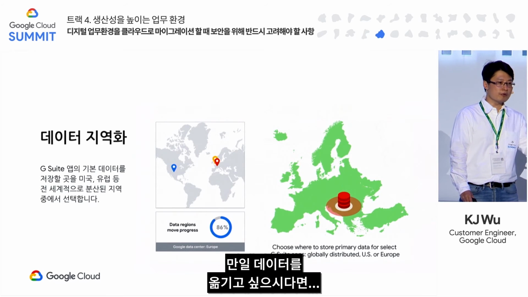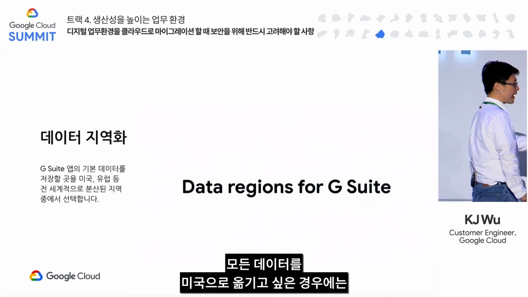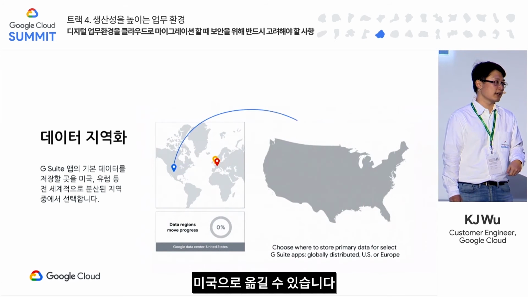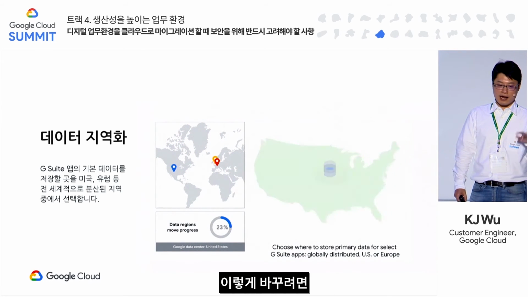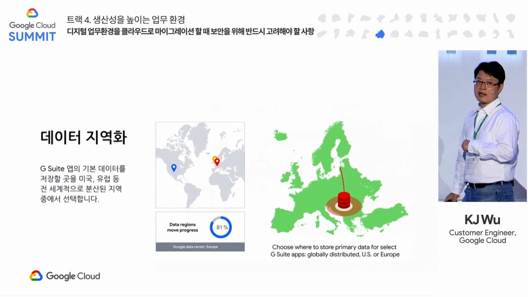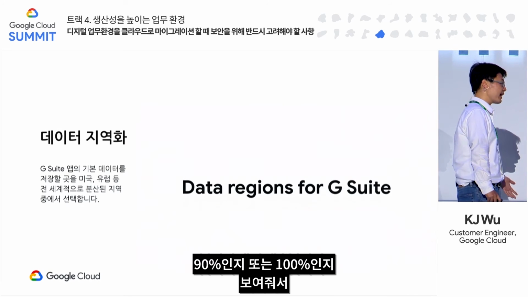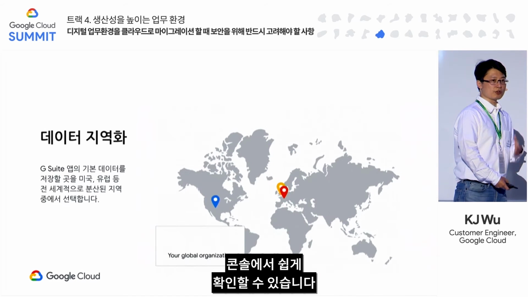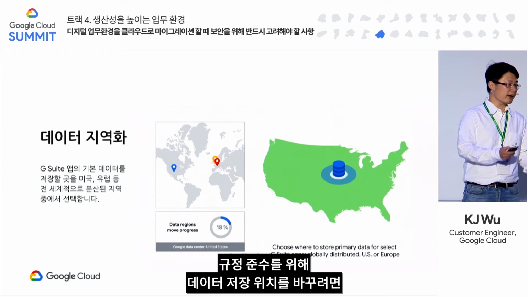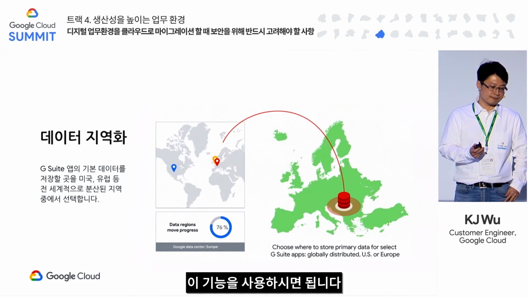And when you decide to move that, for example, I use global right now and I decide I want to move all this data to the US, when you trigger that, on the console we also show you the migration status. How much data has been moved? Is it 90% or 100%? So you can easily look at that from the console, and you can move your data around. For compliance purposes, you can use this.